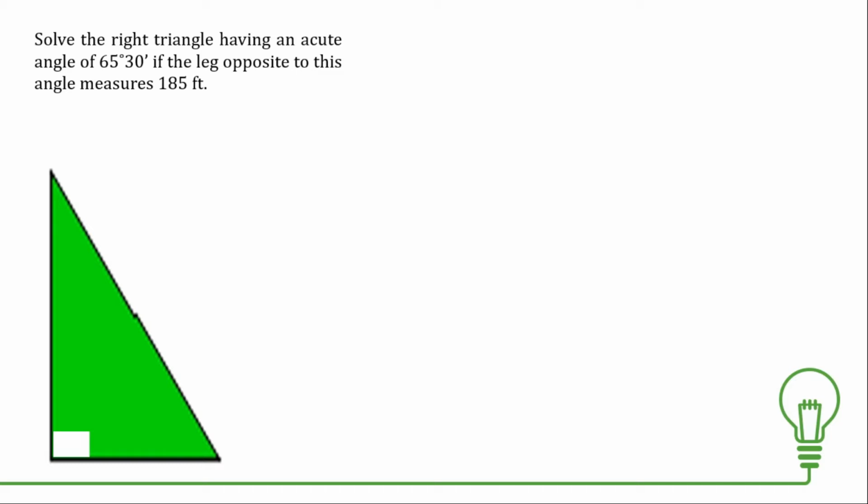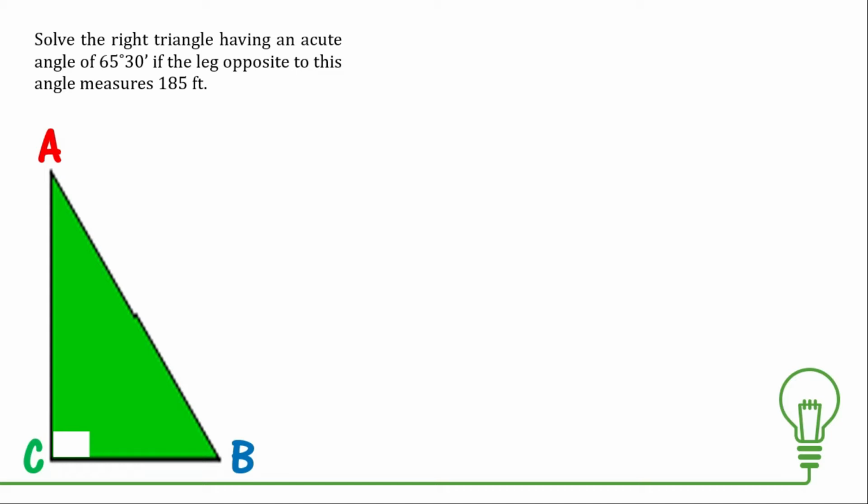It says here that we are going to solve for the right triangle having an acute angle of 65 degrees and 30 minutes if the leg opposite to this angle measures 185 feet. Alright, so first step, tulad nung dinescuss natin kanina from the previous slide, is for us to illustrate or sketch the problem itself. Okay, so suppose this is our right triangle, and let us just first name the right triangle ABC. And sabi dyan is that it has an acute angle which measures 65 degrees 30 minutes.